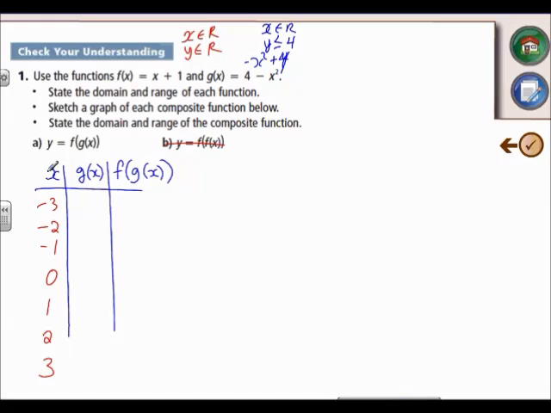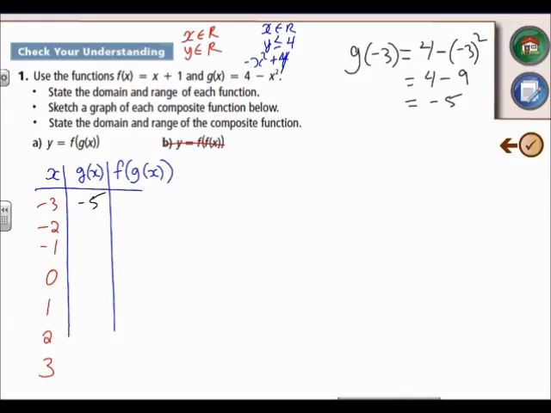First one, let's find what happens at negative 3 on the g. So that gives us g of negative 3 equals 4 minus negative 3 squared. That's 4 minus 9. That is negative 5. Put that in there.